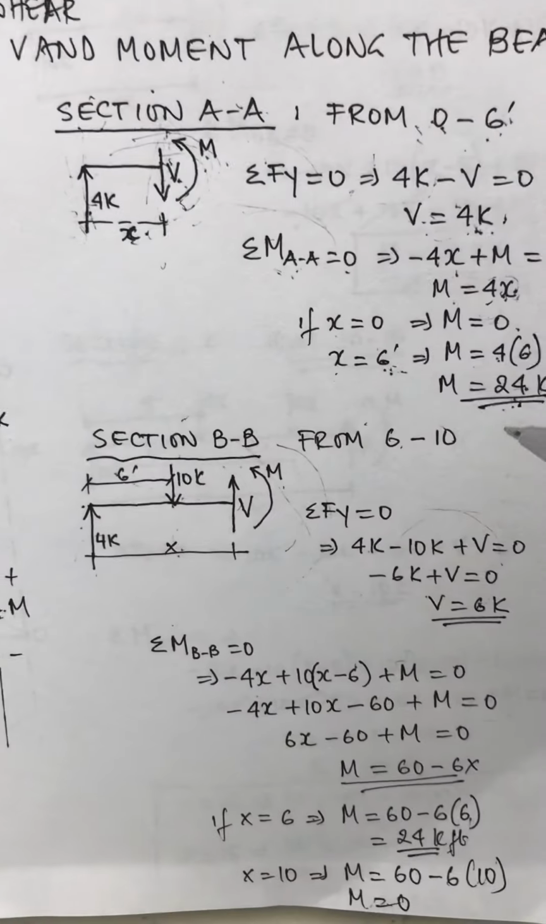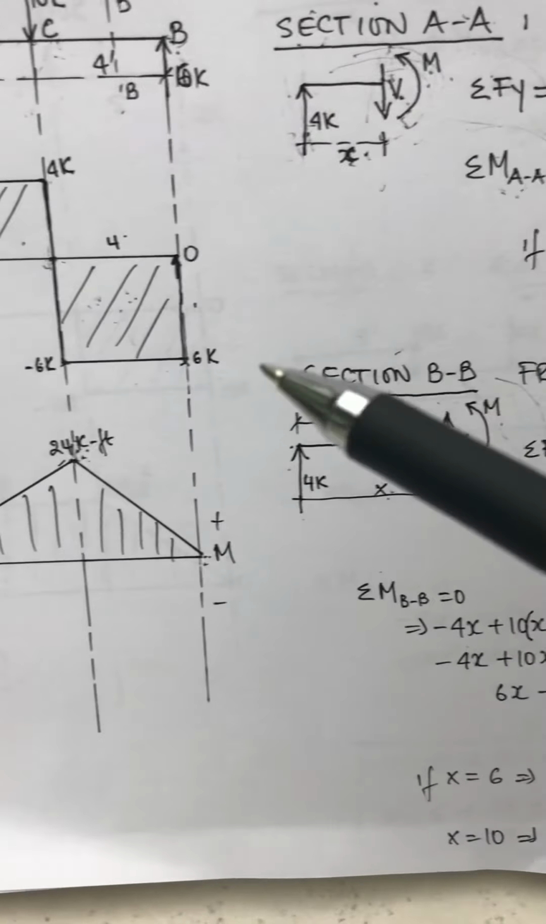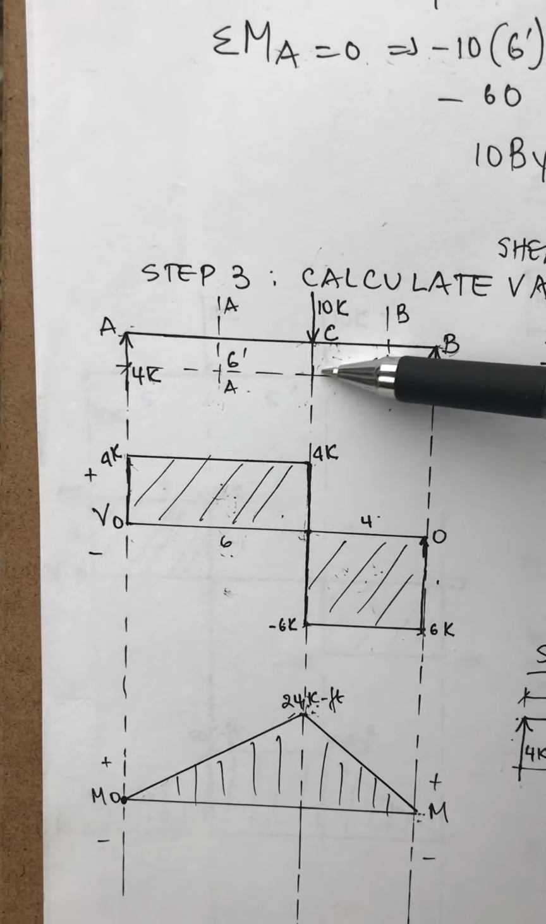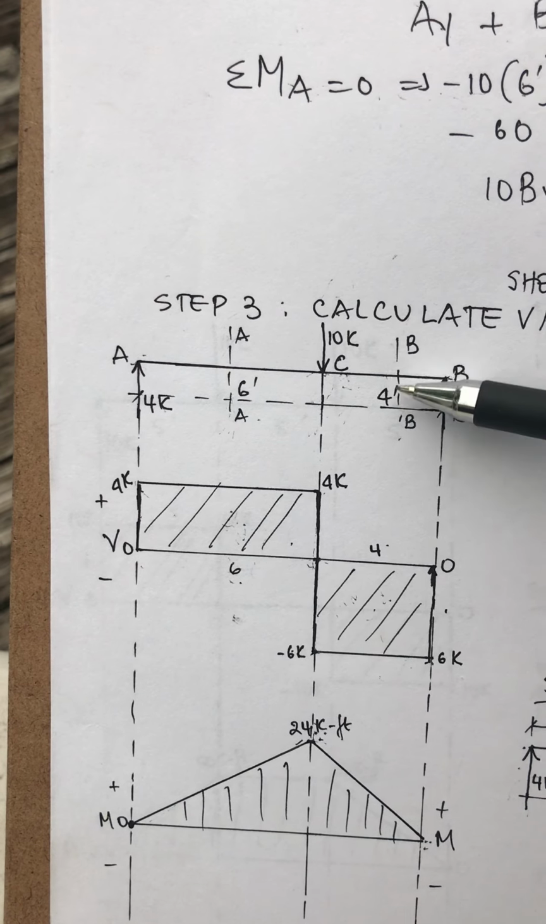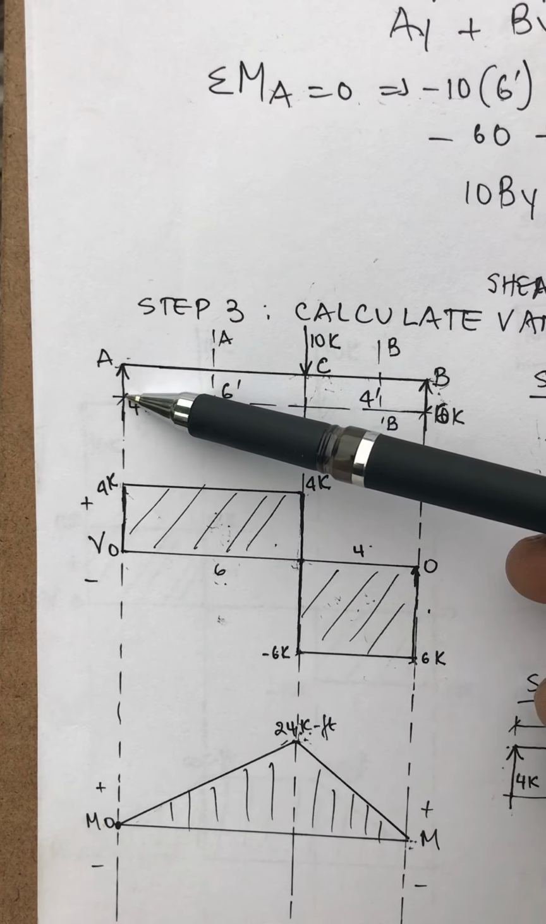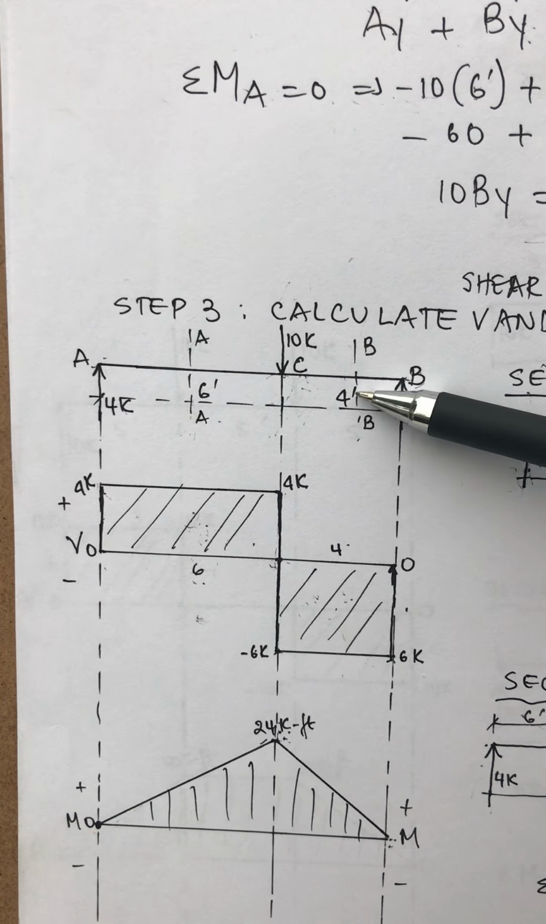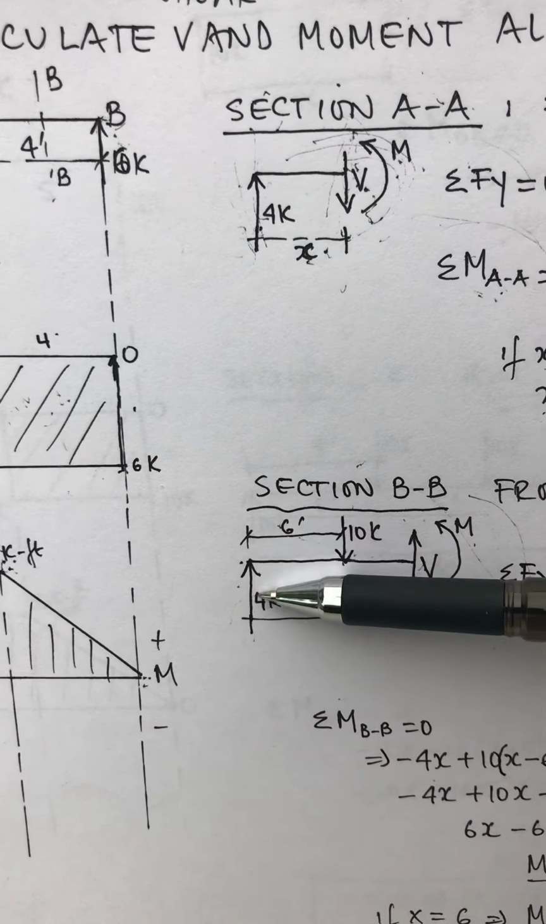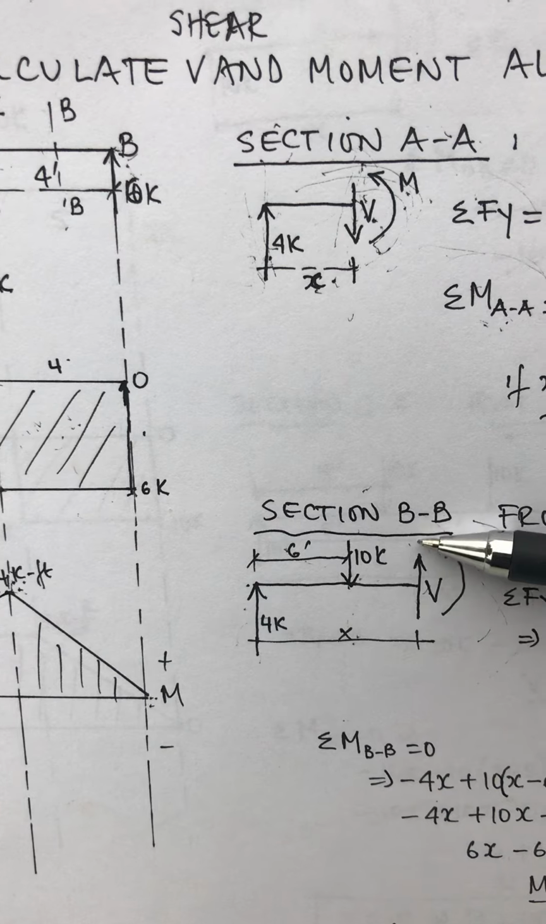So you go down again to section BB. Section BB here, okay? So we cut here. So I have everything else here. I have 4k, I have 10, and I have my cut. That's why I have here 4k, my 10, and the cut.